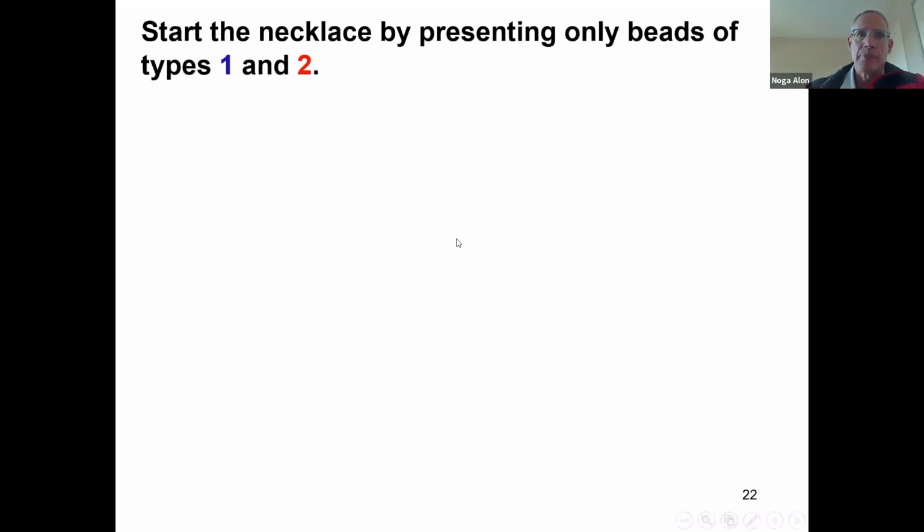Okay, and now we want to show the lower bound. So it will be some adversarial argument. We will present the necklace bead by bead, and we'll decide what to do according to the cuts made by the guy who is making the cuts. So we present at the beginning only beads of types 1 and 2. We leave type 3 for later.